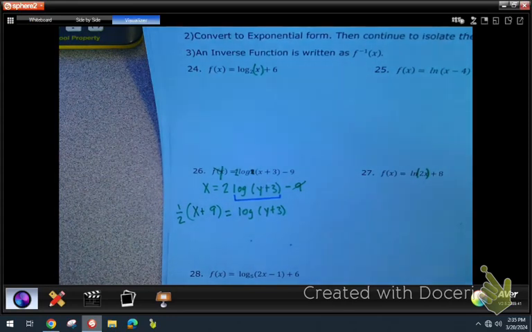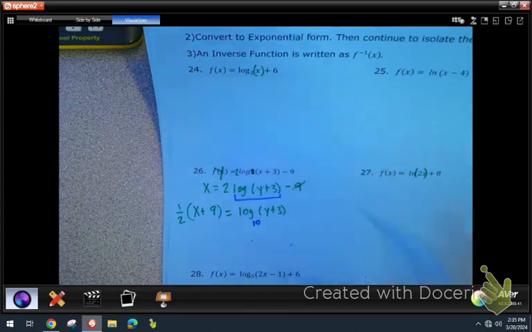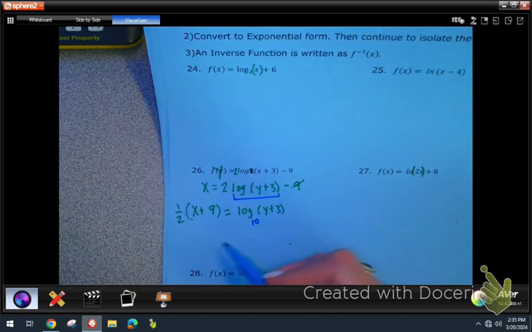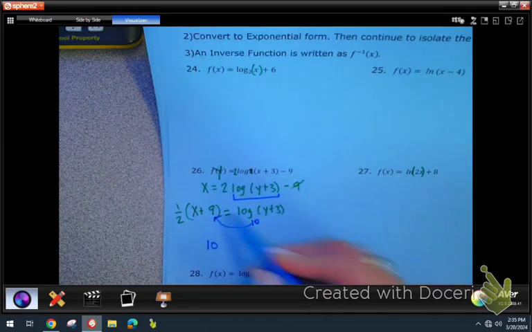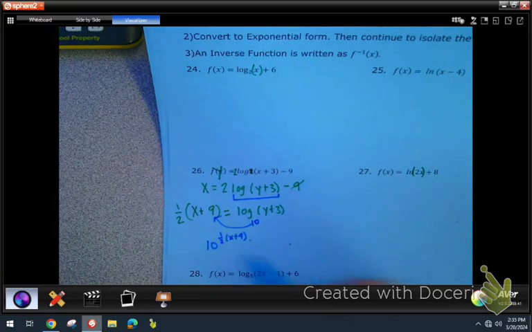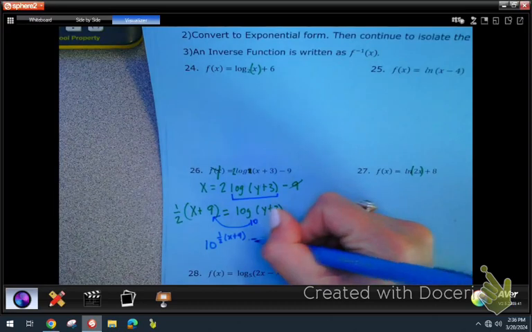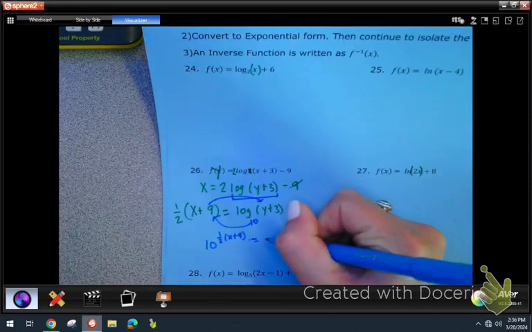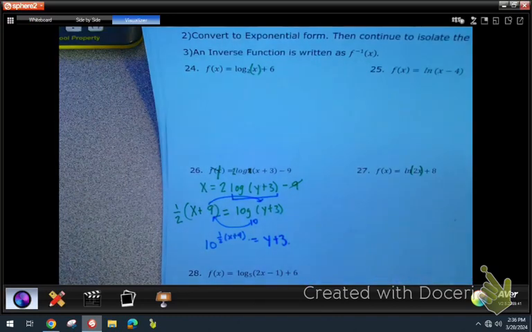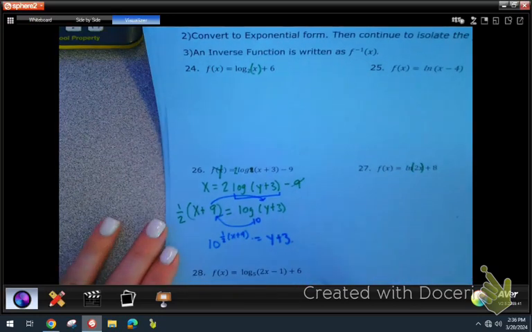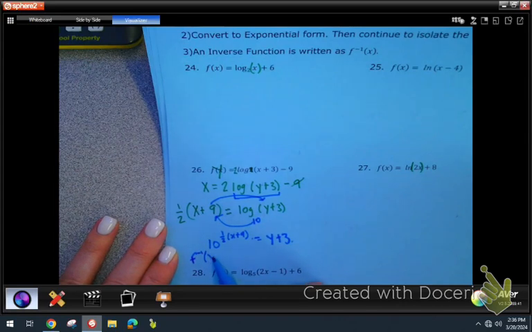Now we switch form. What's the base? Good. Don't forget that. So this becomes 10 to the 1/2 times x plus 9. Now this is an exponent because you're switching to an exponential. 10 to the 1/2 times x plus 9 power. What's that going to equal? So what's going to be your inverse? 10 to the 1/2 times x plus 9.